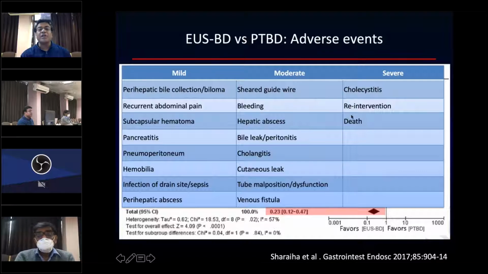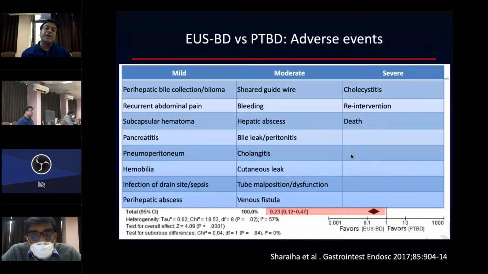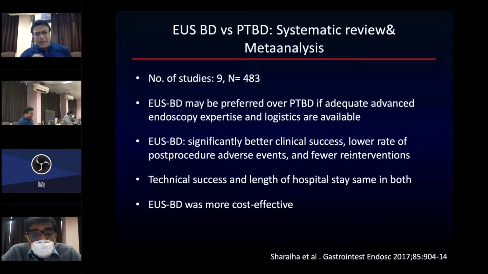In the severe complications, even death happened. Others were cholecystitis and the reintervention rate. The moderate complications included peritonitis, cholangitis, tube malposition, and the formation of a fistulous tract. So these were more common in patients who underwent a PTBD.